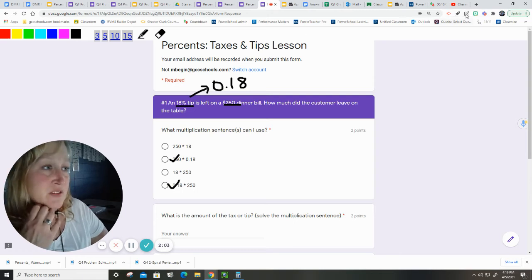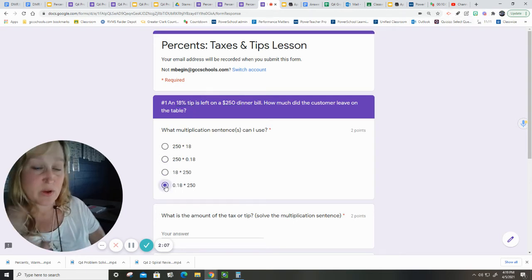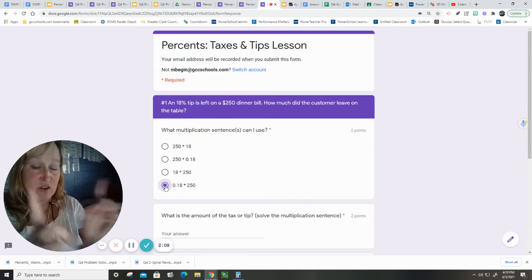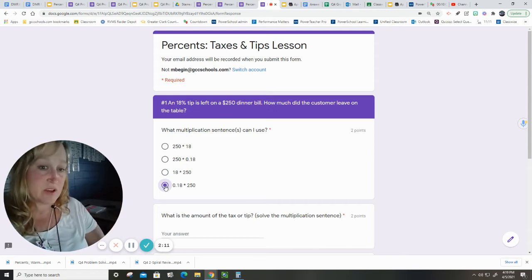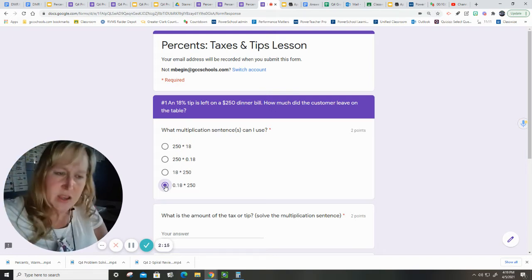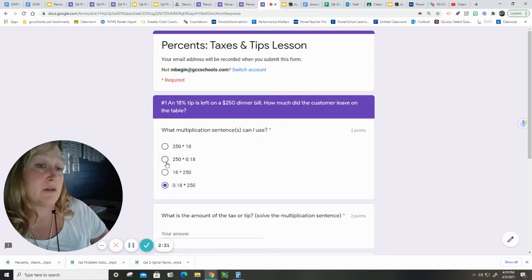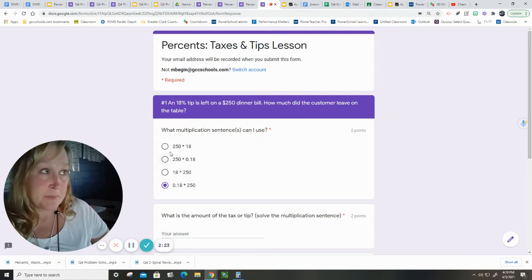So guess what our answers for that one will be? We're going to be able to use either one of those. It doesn't really matter with multiplication as long as they're together that they flip around. That is the, I think it's the commutative property of multiplication. So you can click 2.